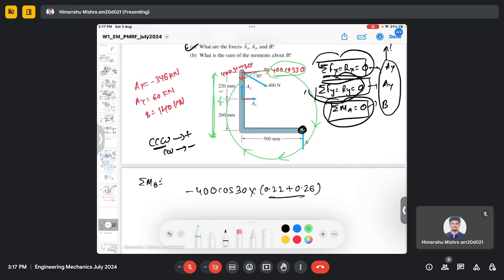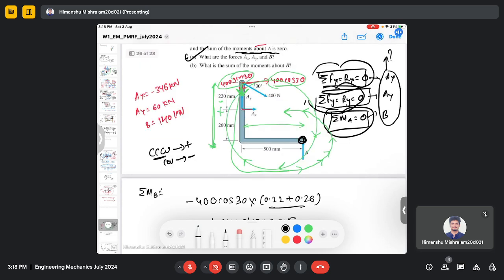Then there is this force. So earlier it was not causing any moment about point A, but now there will be a moment because the force has this direction, and it will create a moment. It is rotating in a counterclockwise direction, and there is a perpendicular distance, which is 0.5 meter. So 400 sine 30, this is the force, and the perpendicular distance is 0.5 meter.